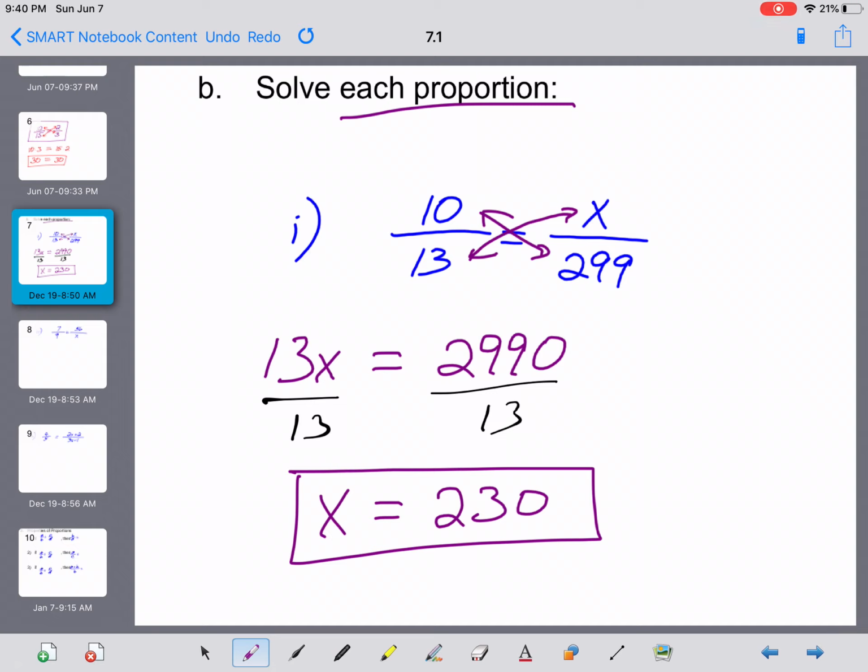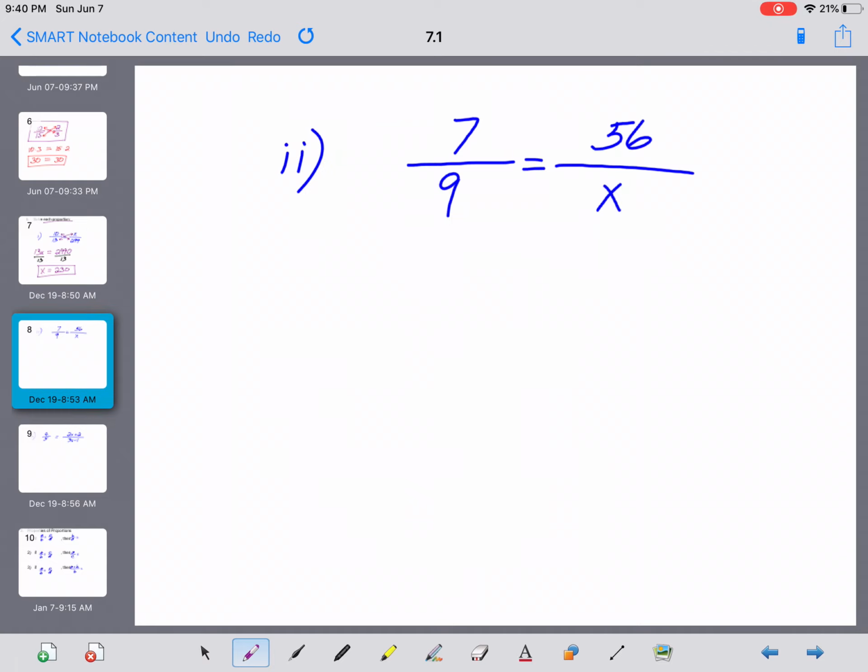So we're going to be solving a lot of equations here, just like we were all year long in Algebra 1, and we will be doing next year in Algebra 2. And a proportion is just a different way of presenting that equation to you. Let's take a look at one like this here.